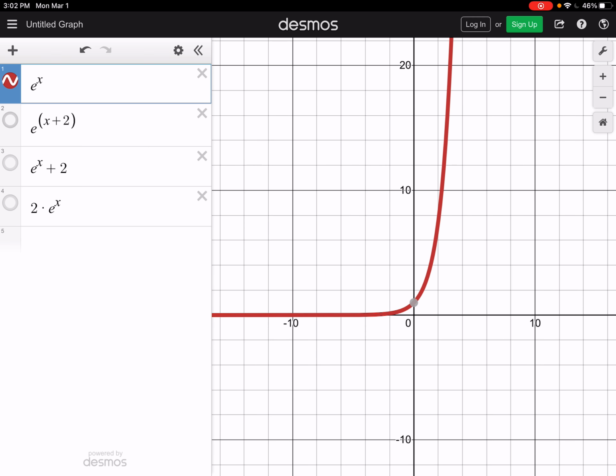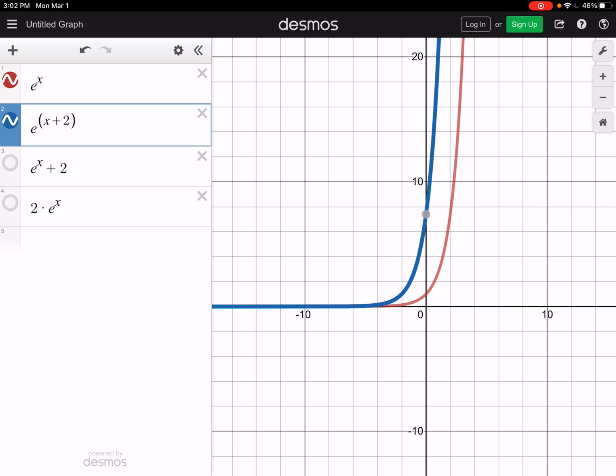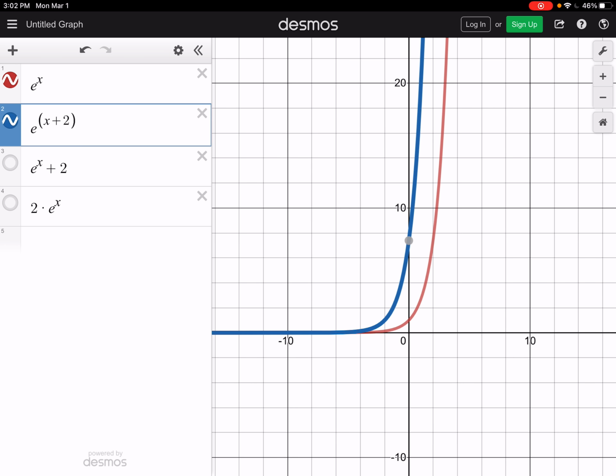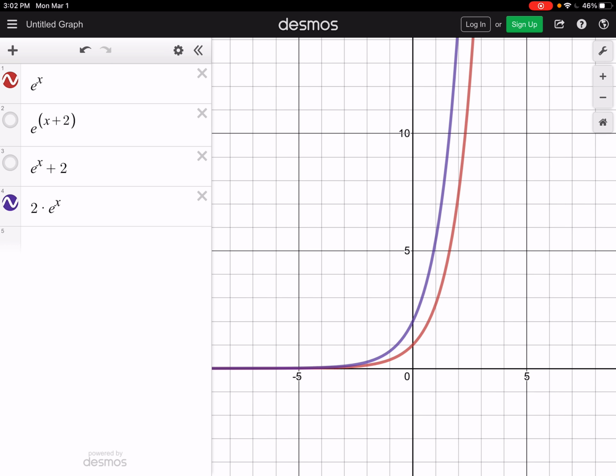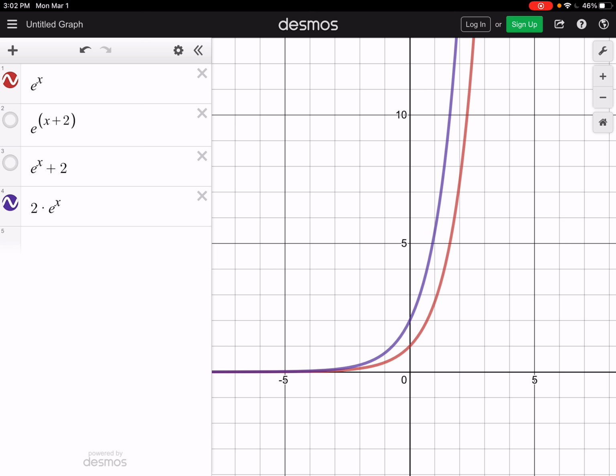Here is if I have the +2 in the exponent, so that's an h. So h moves your graph left and right. Since it's +2, it moves my graph to the left. Here's if I had a k value of 2, that moves my graph up 2. And here's if I had an a value of 2. It stretches it so it just goes up faster.